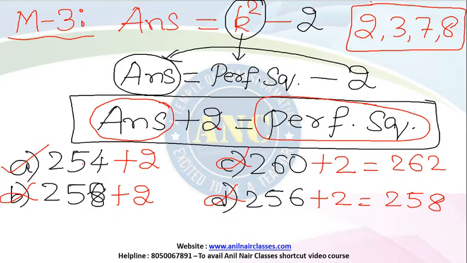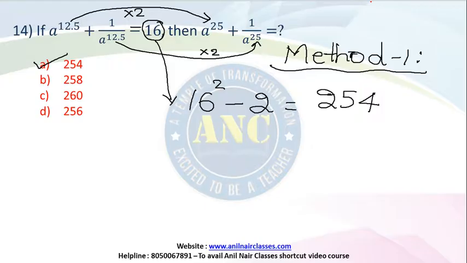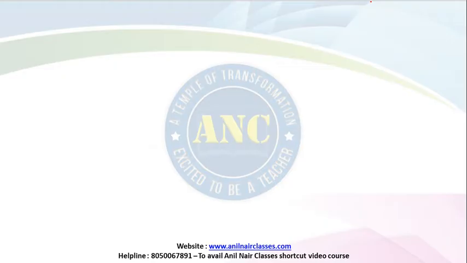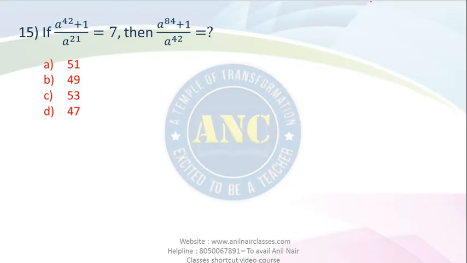Now, based on method 1 or method 2 or method 3, in fact, all the 3 methods are very simple. In fact, method 1 and method 3 are even faster compared to method 2, converting into x and x square, all those things, which is not required actually. Now, see how beautifully you can solve the 15th question. The 15th question is also a very easy question if you have understood the concept.